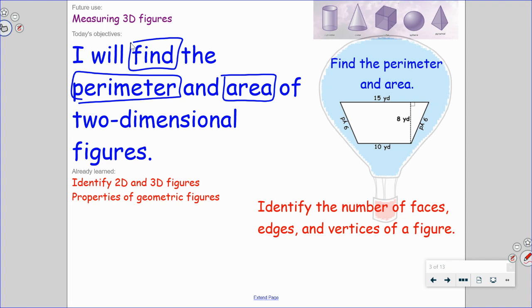Now, take a walk down memory lane. You certainly identified two and three-dimensional figures, whether you know the difference between a square, rectangle, trapezoid, etc., into three-dimensional figures, cube, rectangular prisms, triangular pyramids, etc. And I would also argue you've looked at the properties of these figures. How many faces, how many edges, how many vertices. So now we step up into actually measuring parts of those figures. For instance, finding perimeter, finding area.